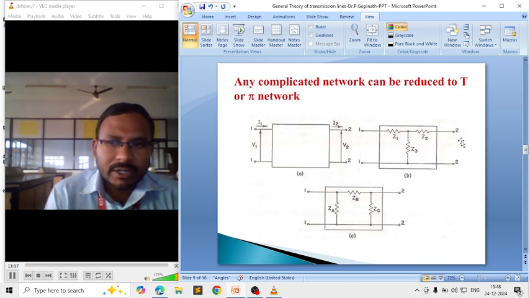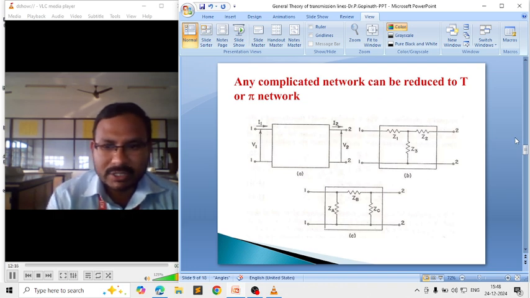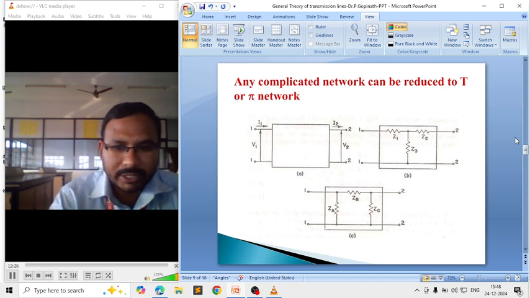Generally, a complicated network can be reduced to a T or pi network. In this circuit we illustrate the T circuit and the pi network circuit. Here Z1, Z2, Z3 are connected in a T-shaped network. Then ZA, ZB, ZC are connected in a pi-type network.